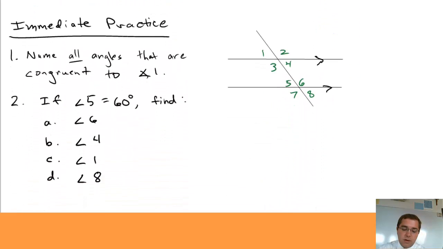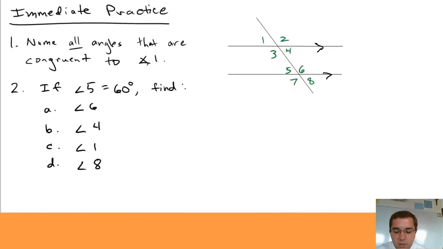Alright, here are your immediate practice problems. We have this picture, two parallel lines, and a transversal that cuts through them. I've labeled all the angles, 1, 2, 3, 4, 5, 6, 7, and 8. Number 1, name all of the angles that are congruent to angle 1. And number 2, if angle 5 is 60 degrees, find the measure of angle 6, the measure of angle 4, the measure of angle 1, and the measure of angle 8. Use the postulate and theorems from this section. And that is the end of section 3.2.